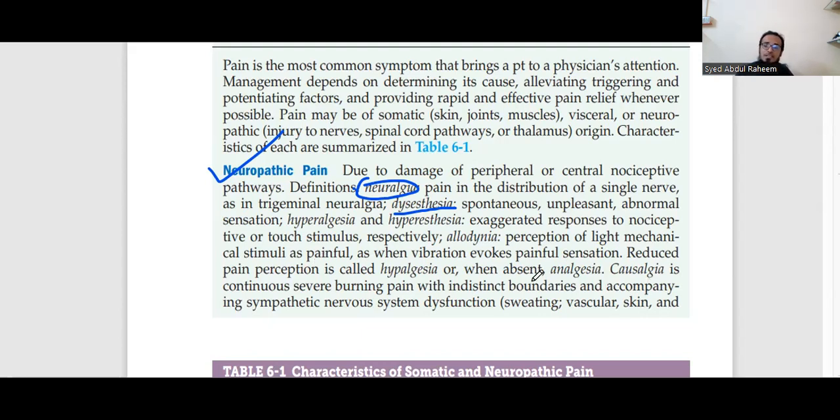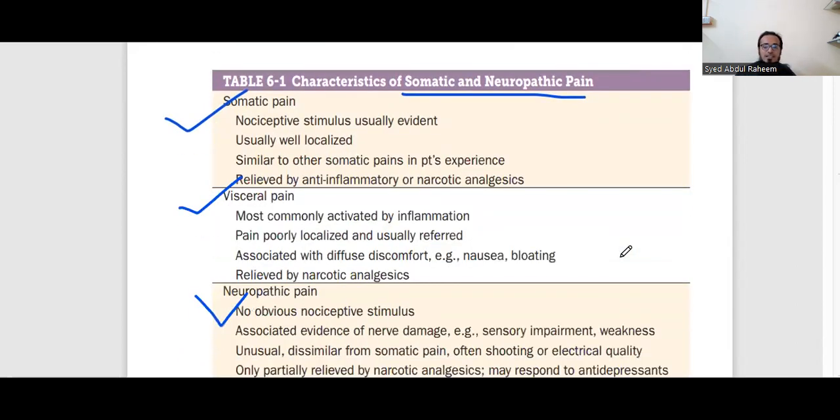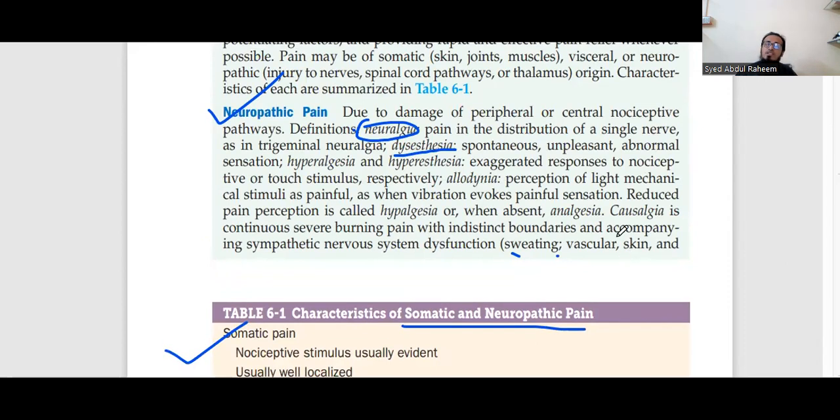Analgesia means absence of pain. And pausalgia means the pain with burning sensation. In that we have sweating and vascular inflammation. You can see that in that condition. So these are the different types of pain.